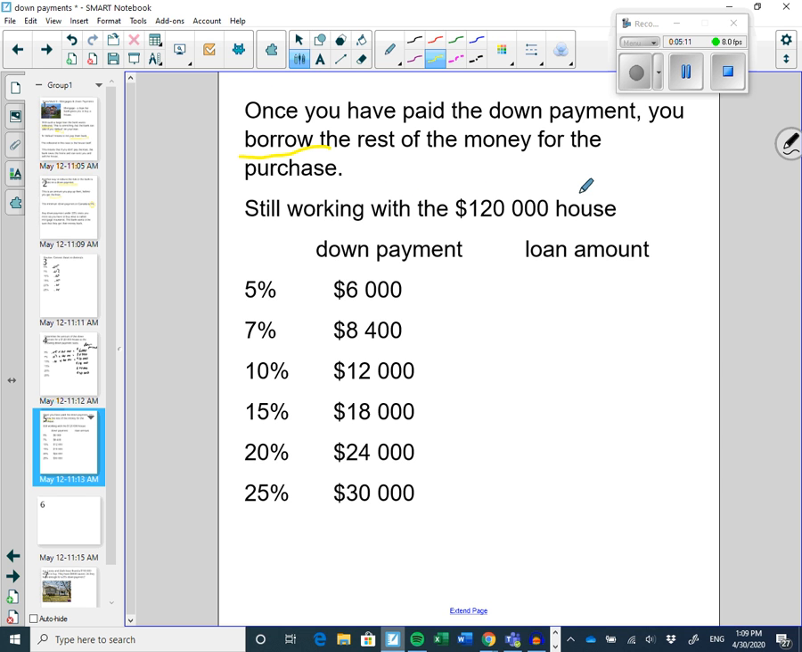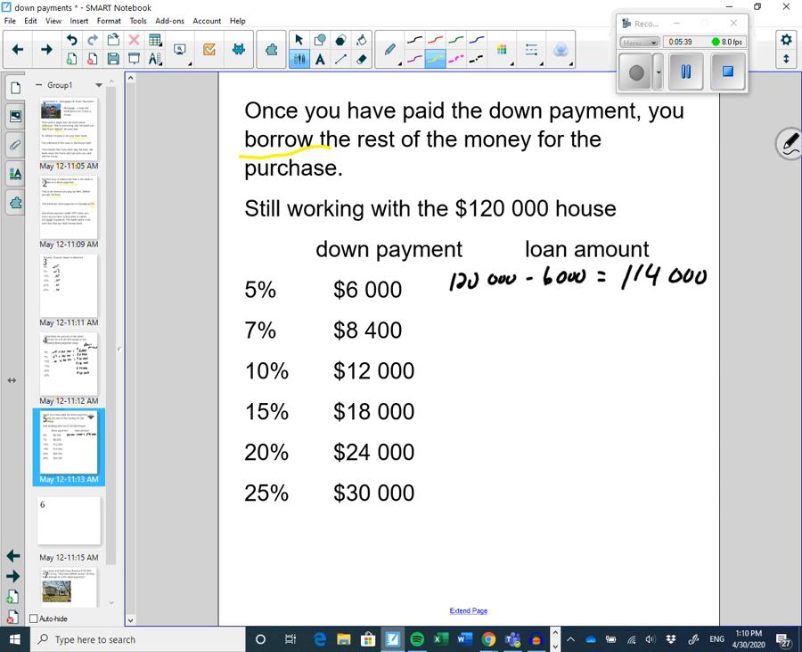So if we're still working with the $120,000 house at 5% down payment, you simply subtract, right? The home is worth $120,000. You're paying down $6,000. How much is the loan for? $120,000 minus $6,000 is of course going to be $114,000, right? That's how much the loan is for. Borrow $114,000. That's a lot of money.